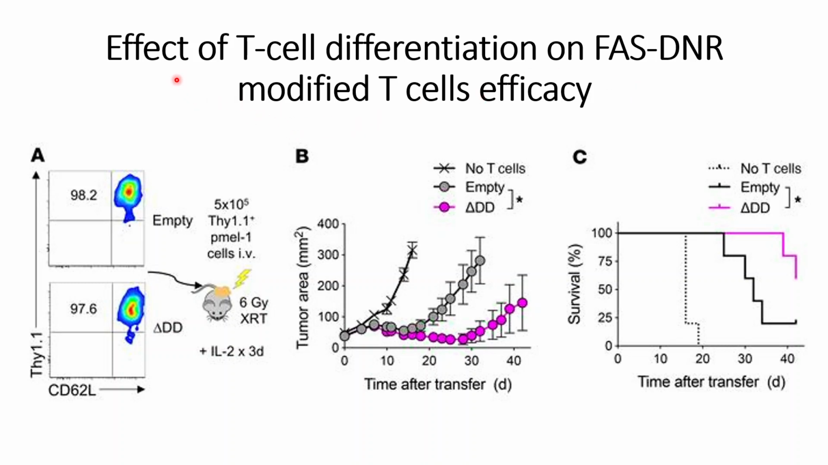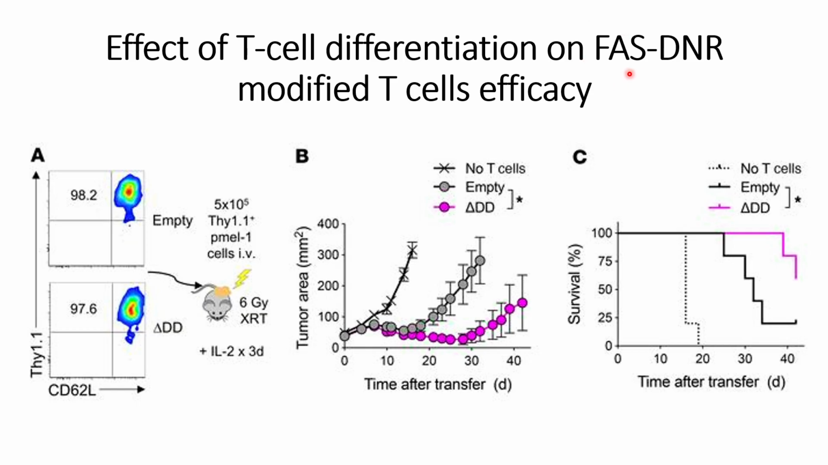In this video, we will discuss the effect of T cell differentiation on FAS-DNR modified T cells' efficacy. For those who are not aware of DNR or have not gone through the previous videos, DNR means dominant negative receptors. The approach this paper uses is to overexpress this mutant FAS on the T cells so that it can reduce the effect of the FAS ligand interacting with the wild type FAS that would trigger apoptosis.